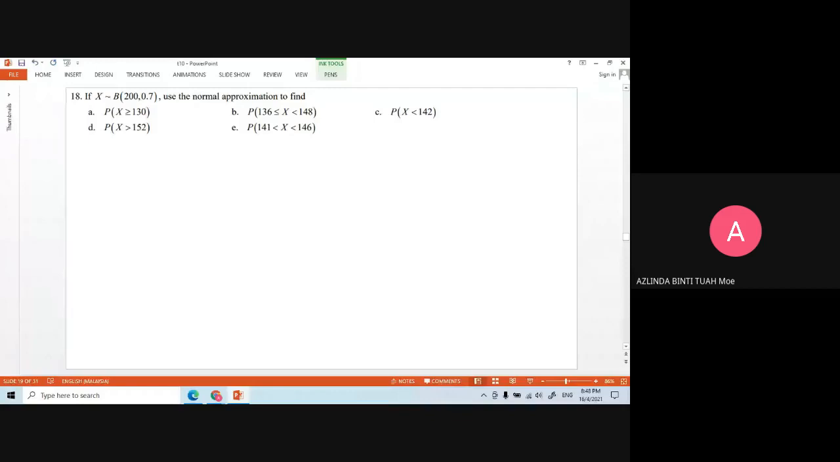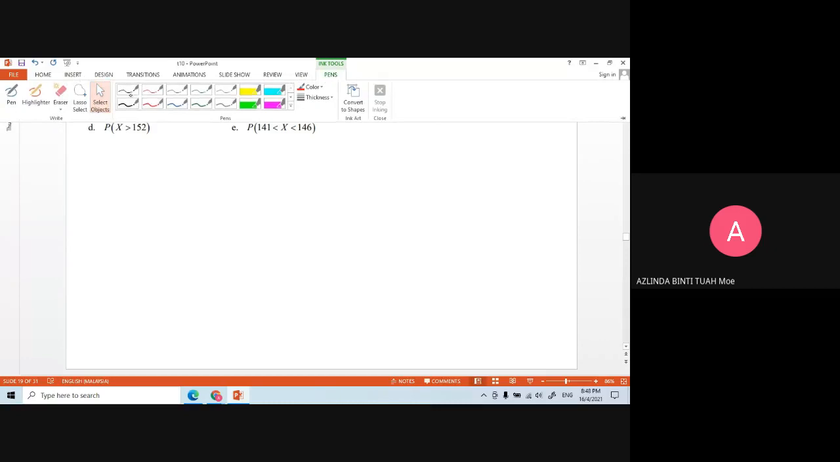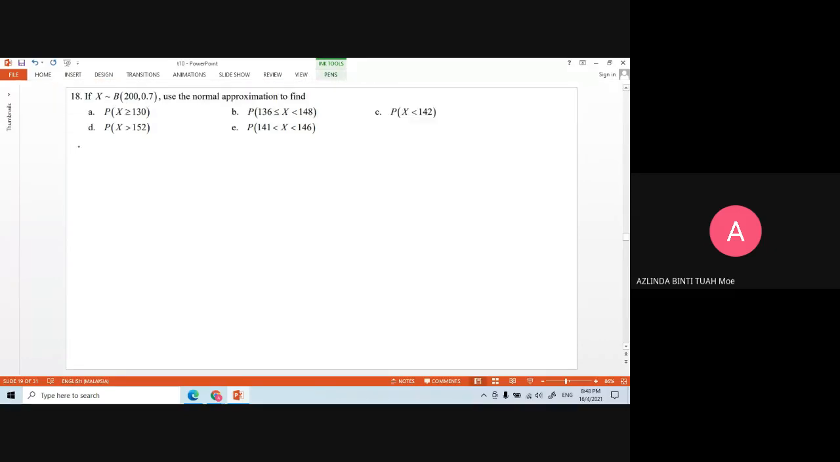Okay, let's continue with example 18. Okay, 18A. Semua get ready ya? We are discussing the question. Nanti saya akan panggil nama. X is the binomial distribution, n is 200, p is 0.7. Use the normal approximation to find P(X greater or equal to 30). Okay, buat continuity correction. Lepas tu bila dah masuk dalam dunia normal, X pergi ke Z. Bell shape, table. Okay, very simple.